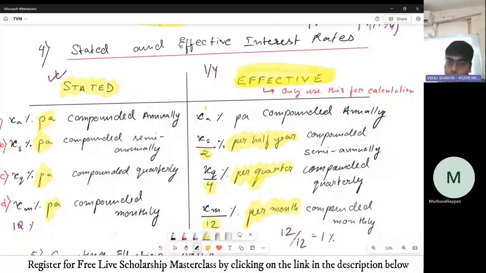ठीक है, so I was writing it again and again at that point in time also as compounded annually. So annual के लिए stated और effective में कोई difference नहीं होता. ठीक है, the difference starts when we do it semi-annually, compounded quarterly or monthly. ठीक है, so if I tell you XS compounded semi-annually, it becomes XS per half year. यहाँ per annum ही था, ये बन जाता है per half year, it becomes per half year compounded semi-annually.